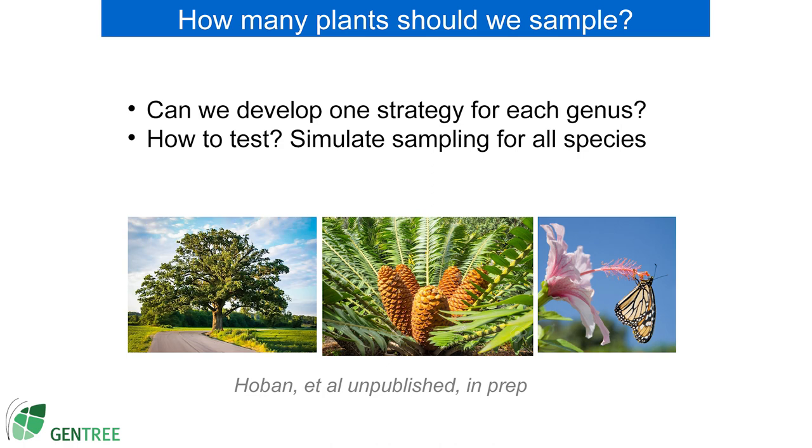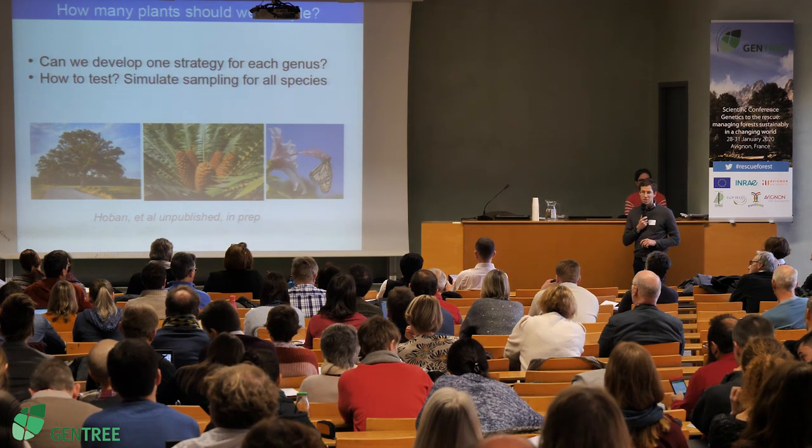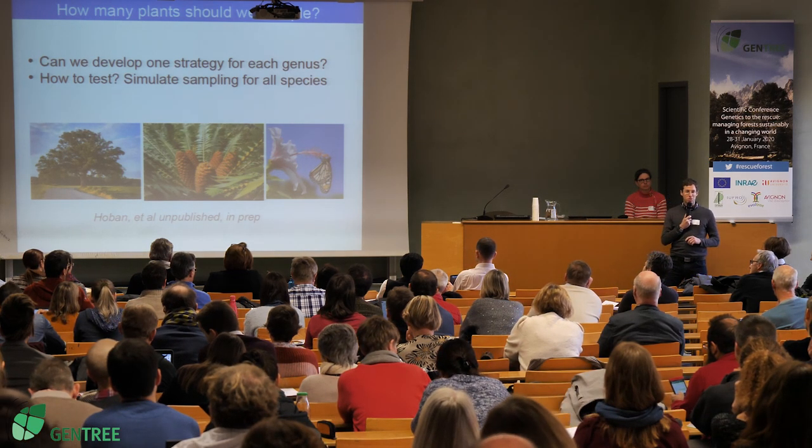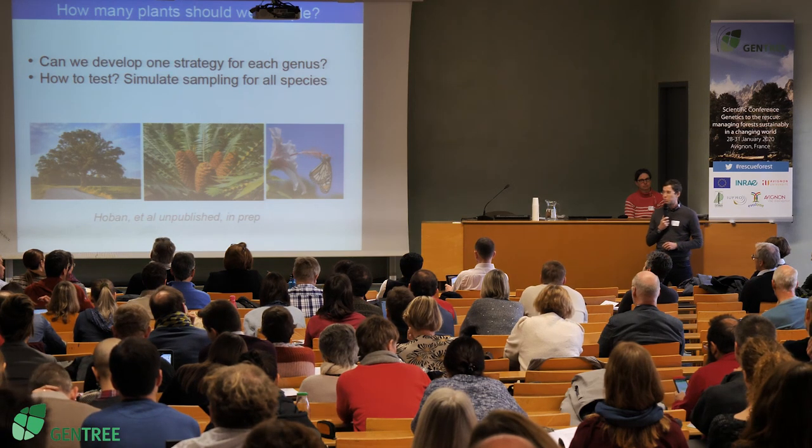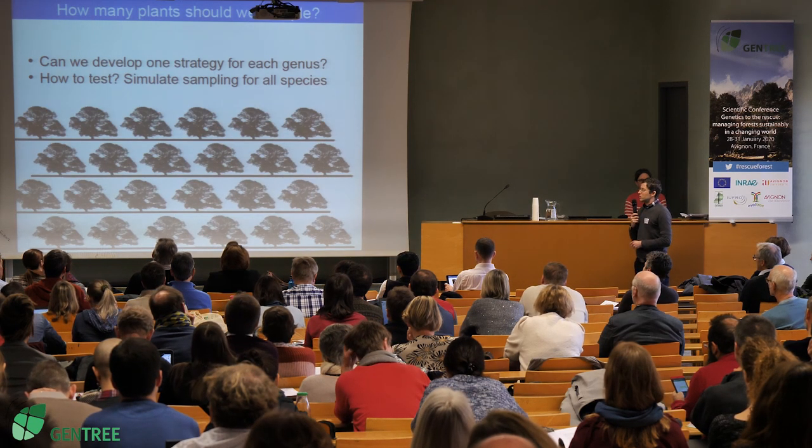Can we develop an optimal strategy? So what I showed you was what we have collected now. What I'll now talk about is if we could redesign our collections from the start, how much genetic diversity could we get, and how many samples should we keep? So how do we do this?